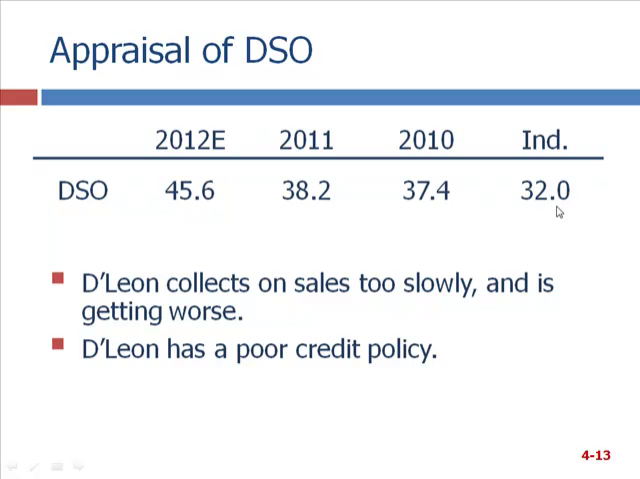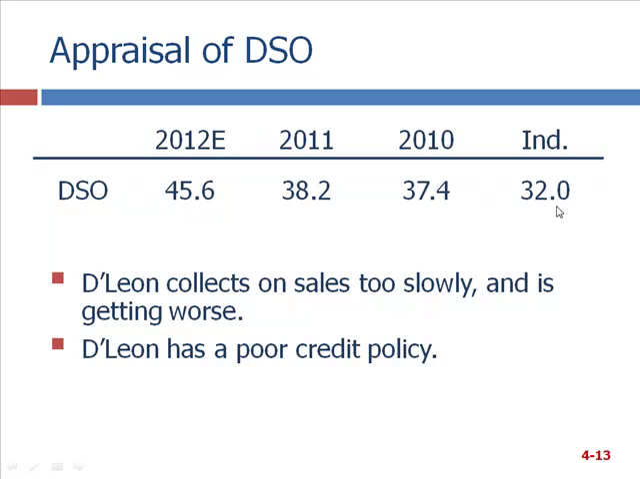This looks like DeLeon is possibly extending credit to some customers that it shouldn't be extending credit to. It may have a poor credit policy. It may be letting people buy on credit that it really should not do that for. Now there is one possibility.